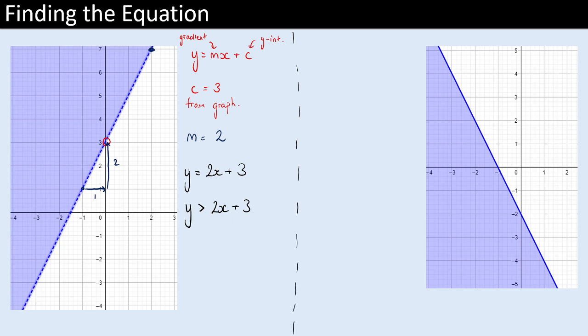Now, if you want to have a go at the one on the right, you've got 5 seconds to pause now.